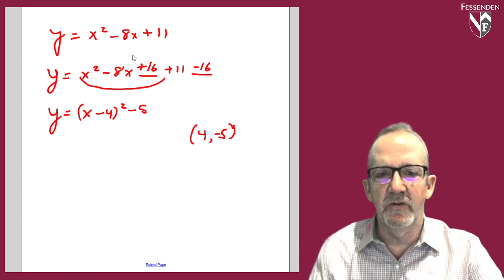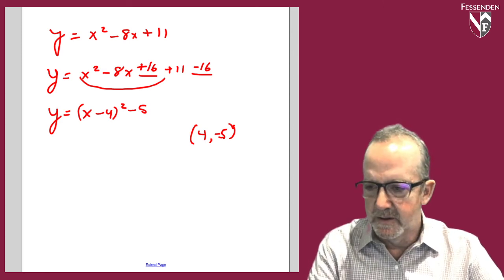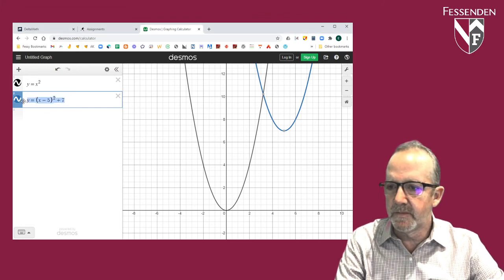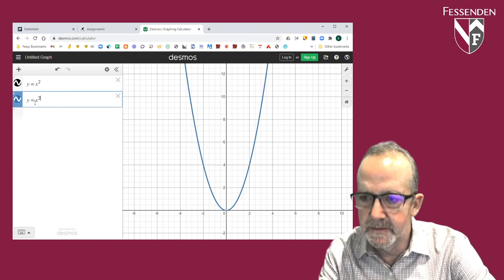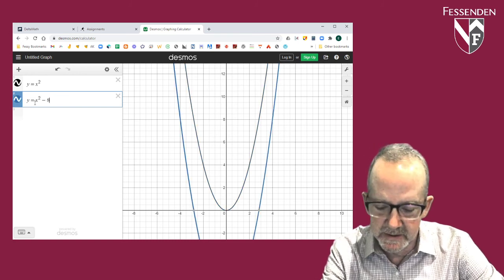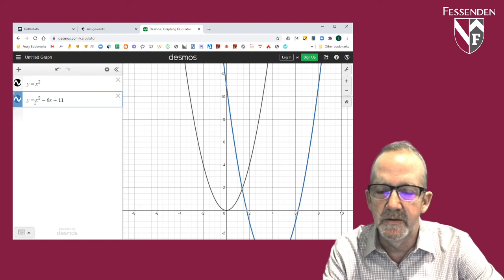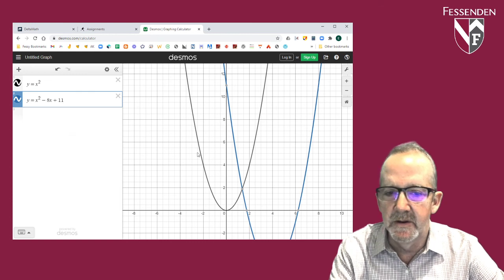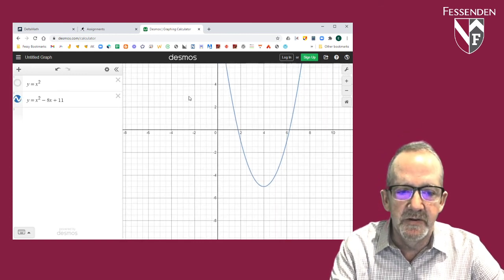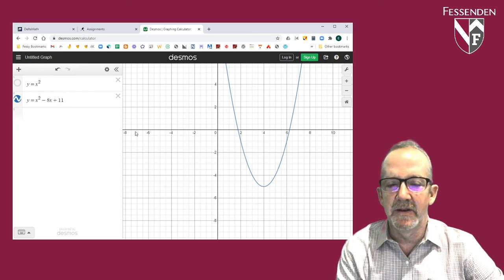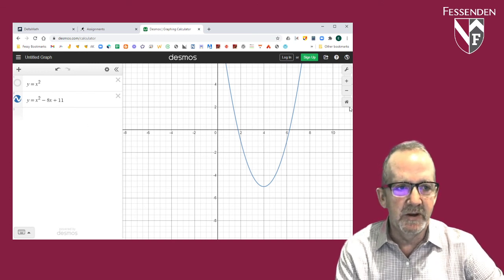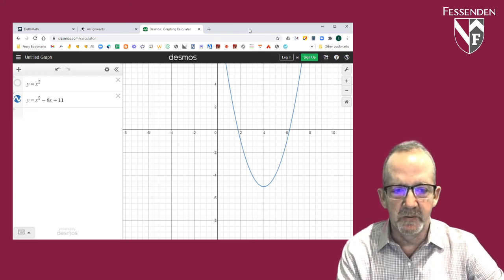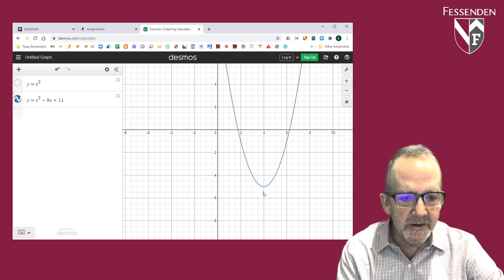Let's take this for a second over to Desmos and take a look at it, okay? Desmos, back to Chrome for a second. All right, x squared minus 8x plus 11. I believe that was right. Let me just double check that. Minus 8x plus 11. And we'll turn the parent function off right now. So if we can find that vertex easily, which we did by completing the square and finding vertex form, we were at 4, negative 5. Are we at 4, negative 5?